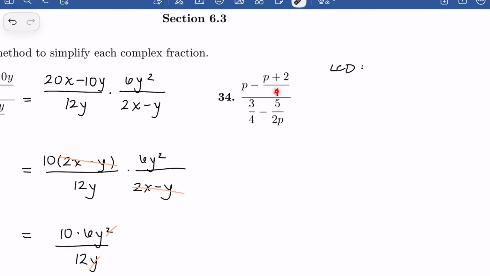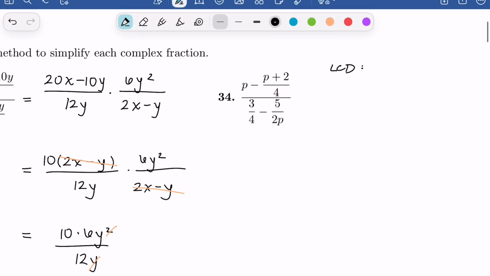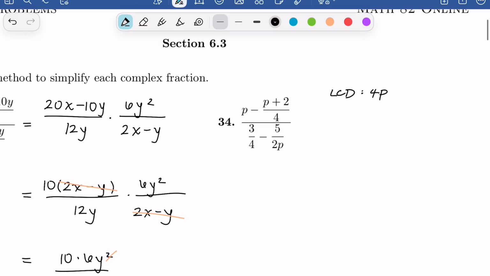Now, looking at the other denominators here, this one has two factors. 4 can be split up into two factors, 2 and 2, and similarly for this one. So that means we're going to have at least one factor of 2, but remember, our LCD is going to be the product of all of our different factors raised to the highest power. So although this one has a factor of 2, there's only one 2 here. These each have two factors of 2, so that means we have to take both of them. So the LCD in this case would be 2 squared times p, or 4p.